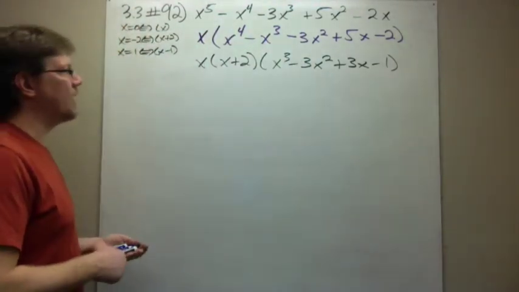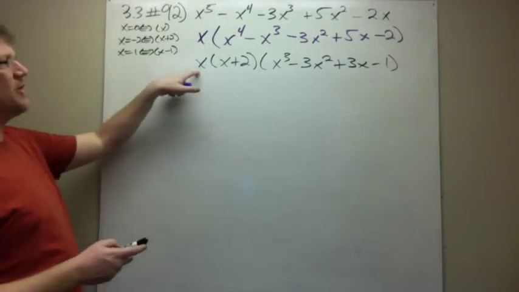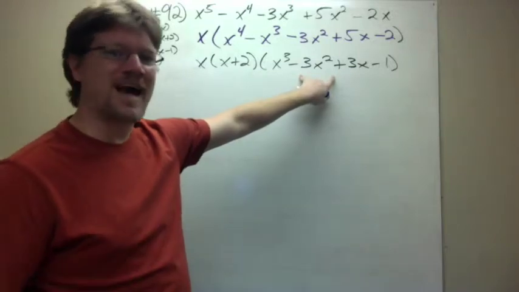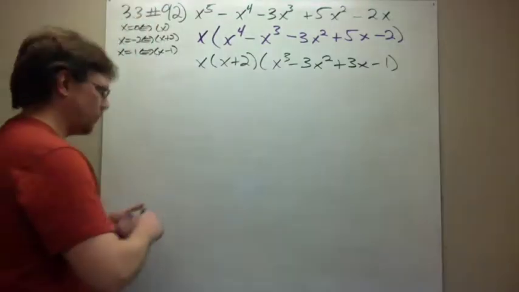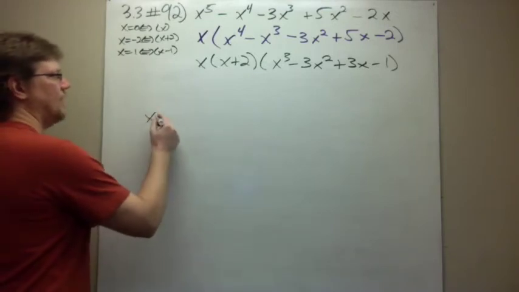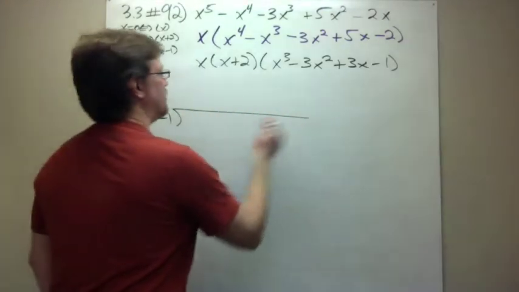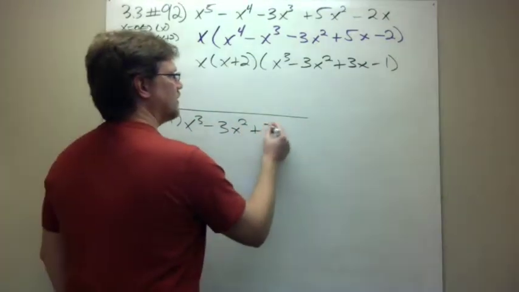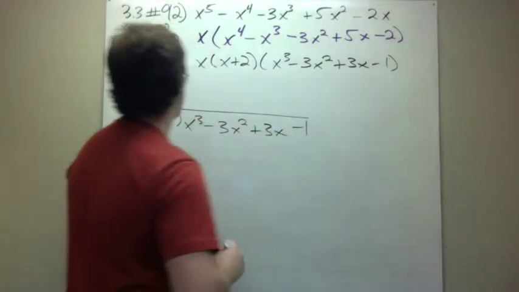It's x equals 1. But it's not going to be the zero here, it's not going to be the zero here, but it might be a zero here. It might be a factor of this thing. So let's divide out and see what we get. X minus 1 is dividing our x cubed minus 3x squared plus 3x minus 1.